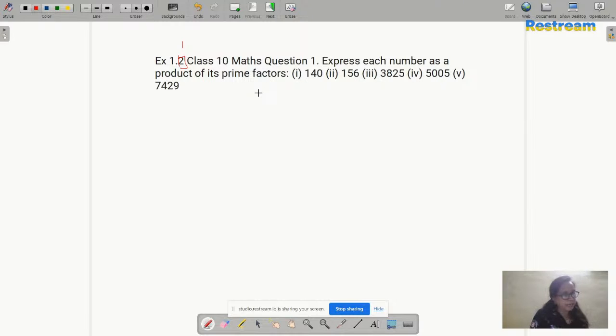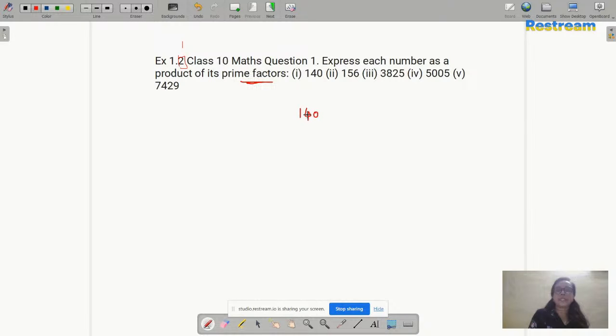Jason, what is the question? Ma'am, here should we express only in primes, or shall we express in composite also? No, Jason, we cannot express in composite numbers. We have to express only in prime numbers, because the question is: express each number as a product of its prime factors. We have to express this in prime factors alone. So which one will we take first? You tell me. 140 will be easy.